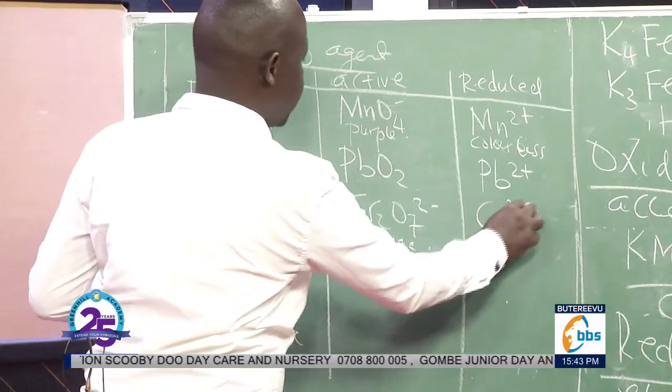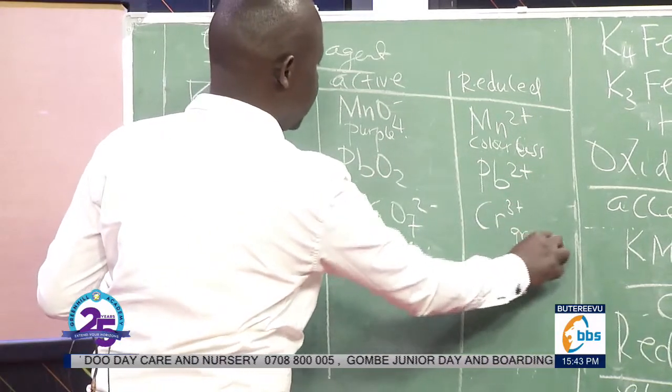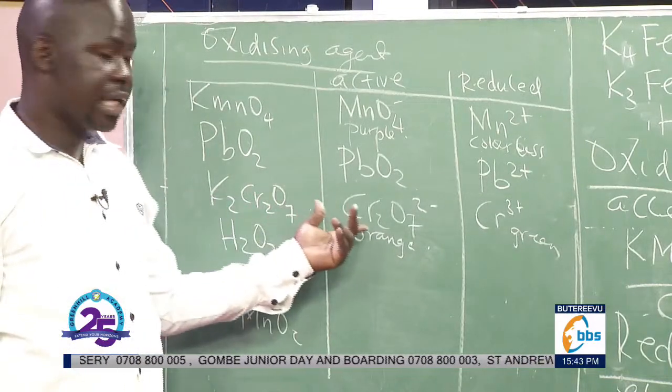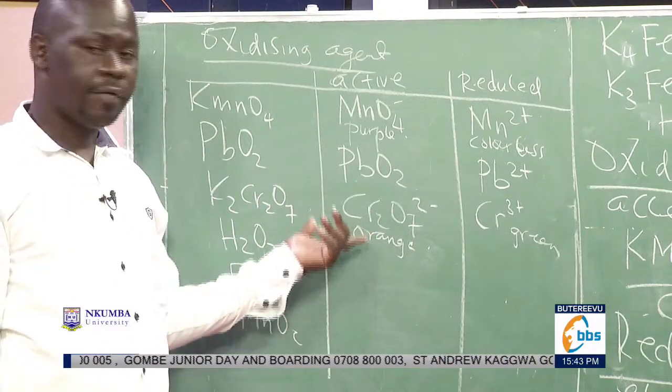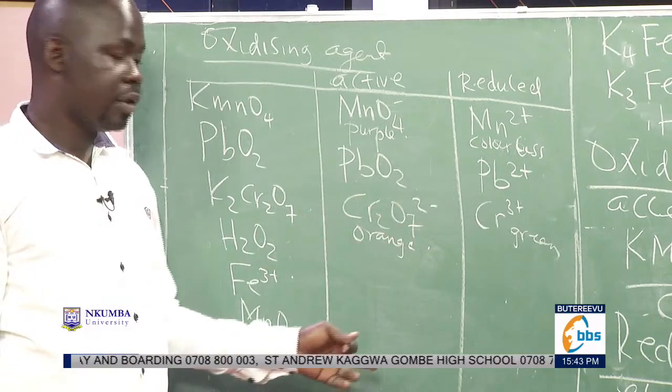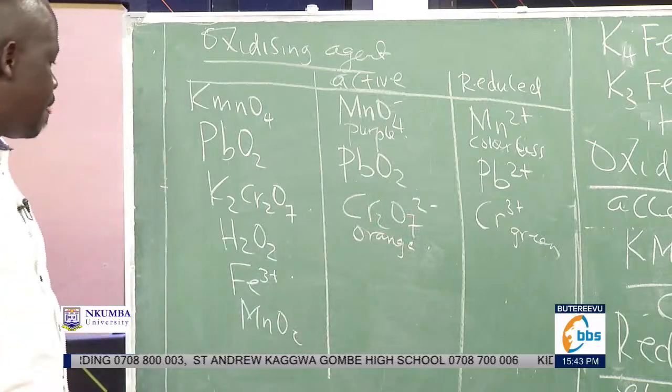It goes to chromium 3, which is what? Green. I think the O-level students, you know this, that potassium dichromate is tested for the presence of sulfur dioxide gas. So it turns from orange to green because of formation of chromium 3 ions.